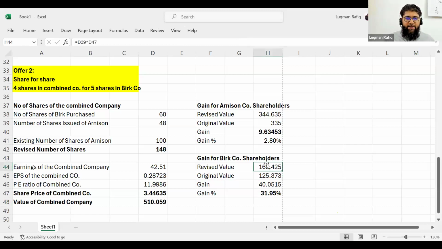Now, do you know that the Burke company shareholders own 48 million shares in the new company? And the share price of the combined company is 3.446.